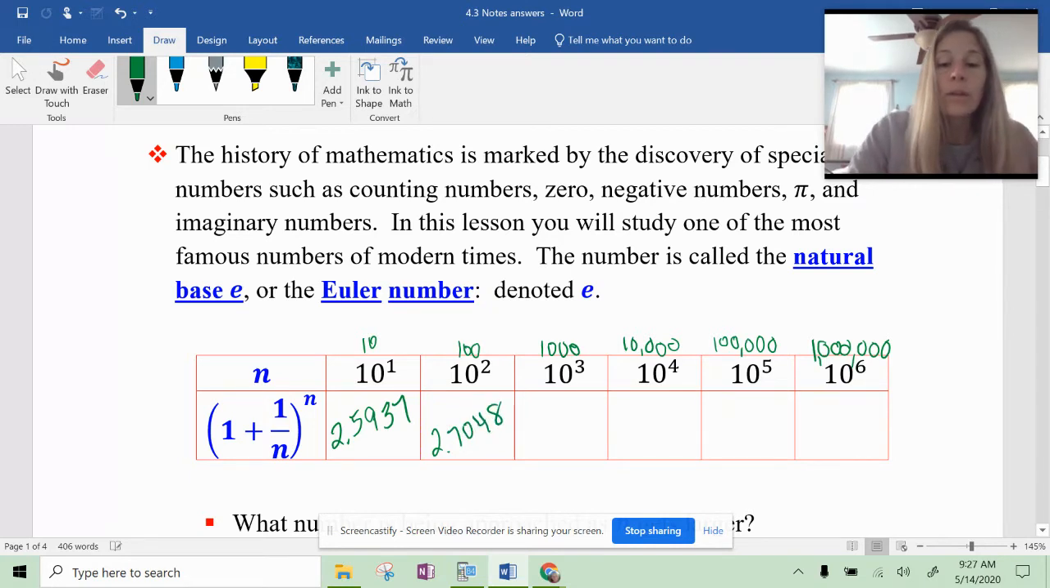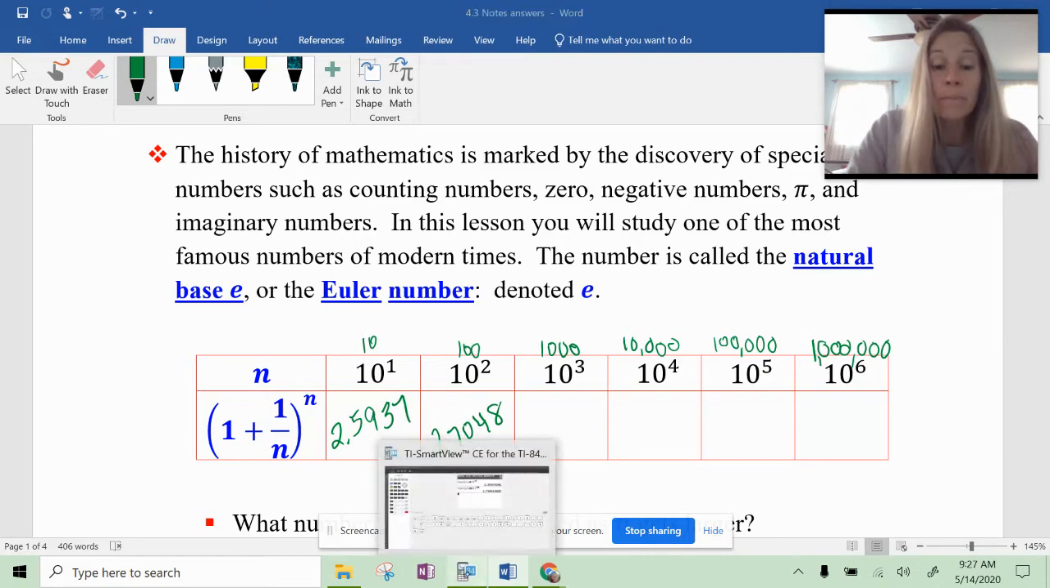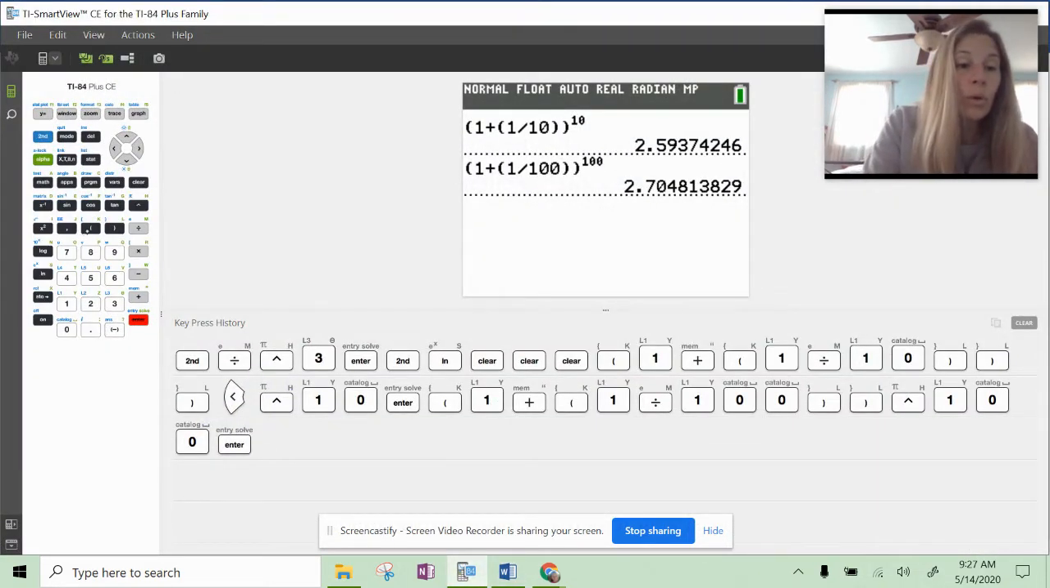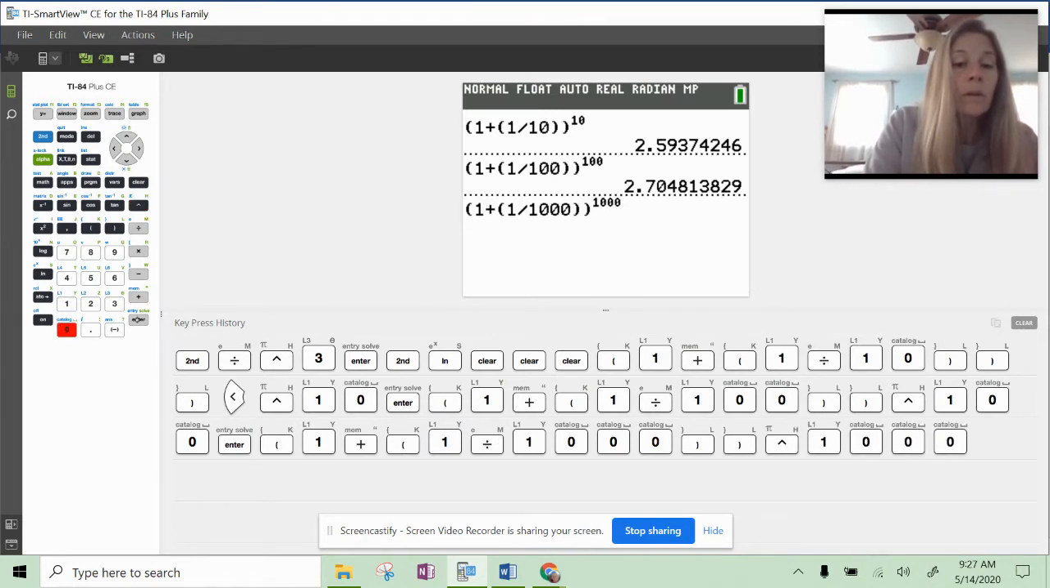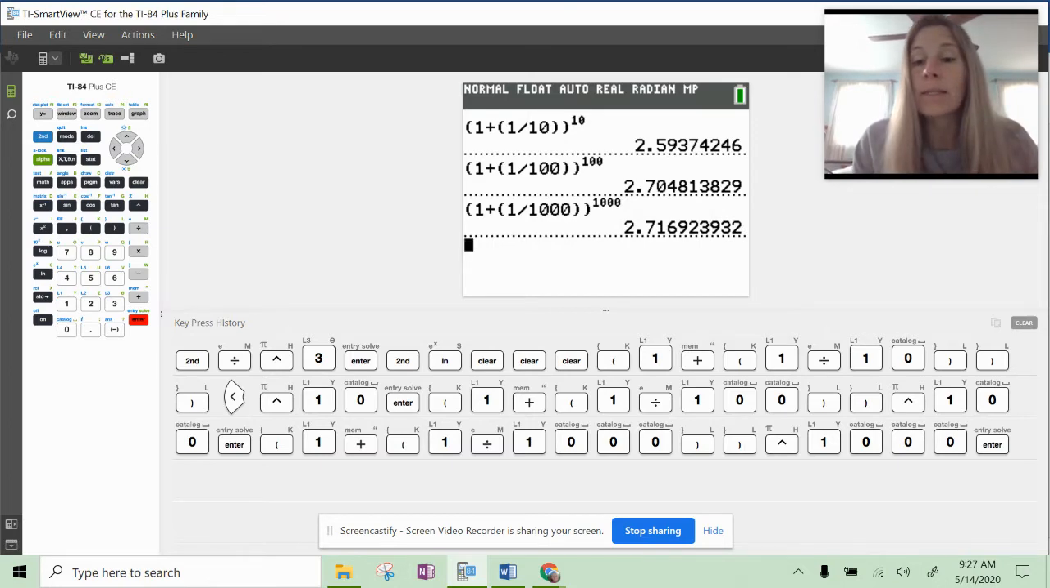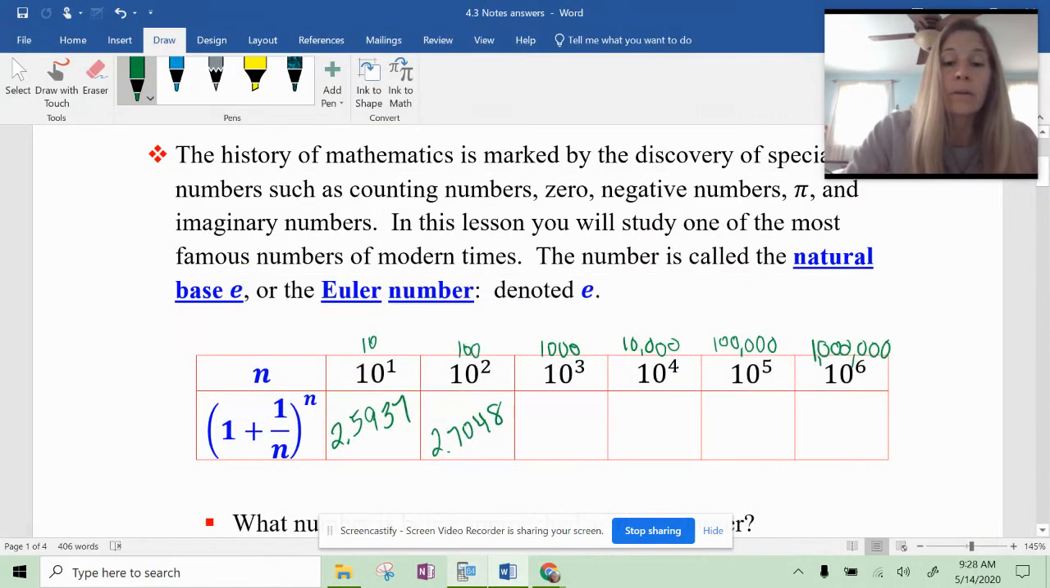2.7048. So now this time we're going to use that n value as 10 to the third, or 1,000. So 1 plus 1 over 1,000, close both of your parentheses, raise it to 1,000. And now we have 2.7169.